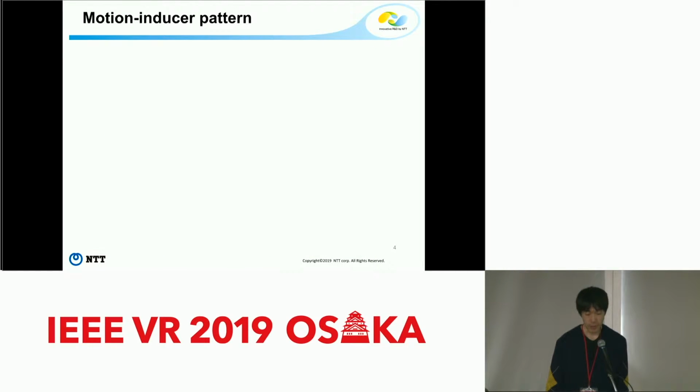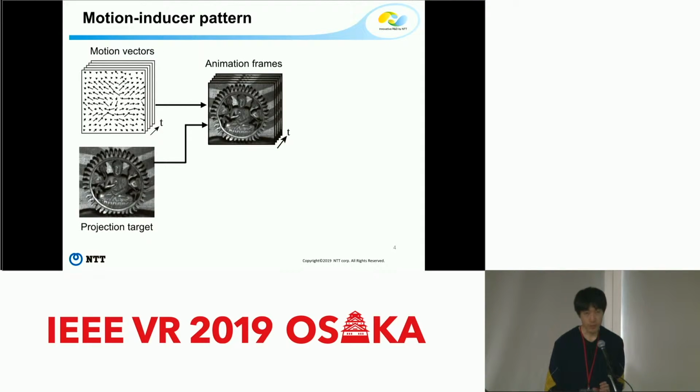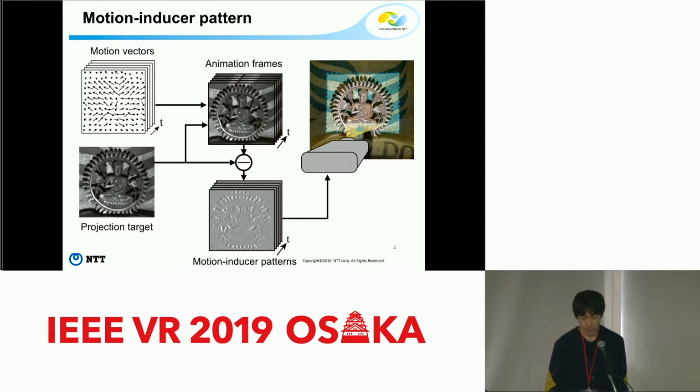The process to generate this motion-inducer pattern is really simple. We first capture an image of the projection target and then animate it in a computer based on the input motion vectors. Then we take the difference between an animated frame and the original frame, and that gives the motion-inducer pattern.